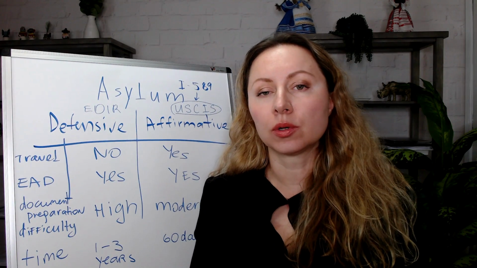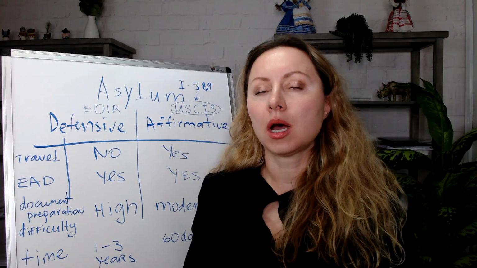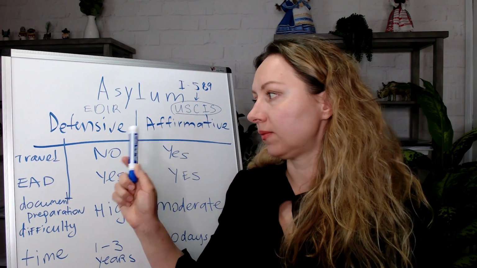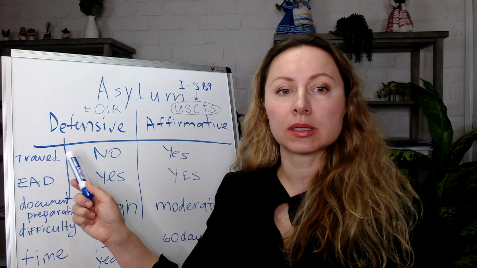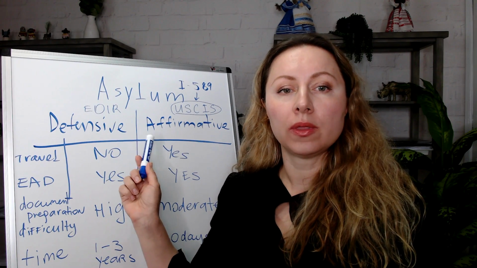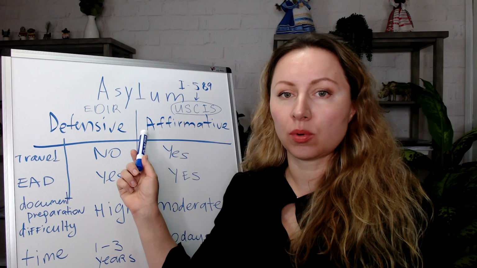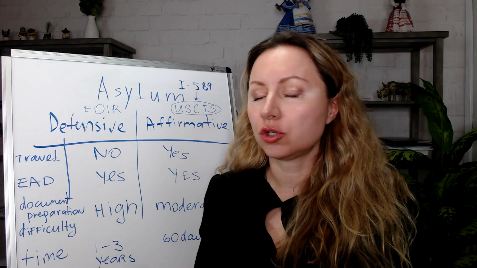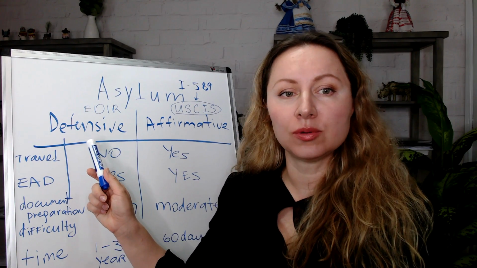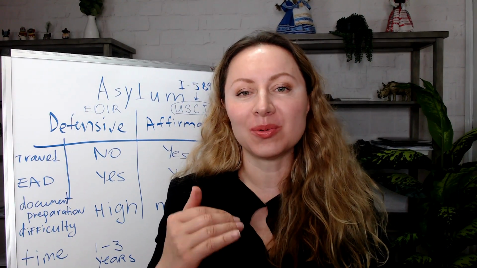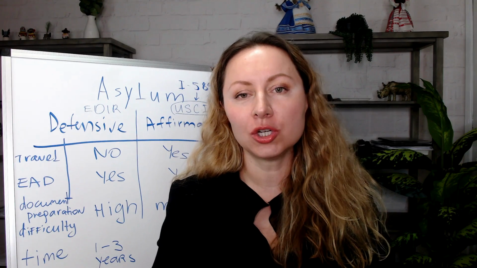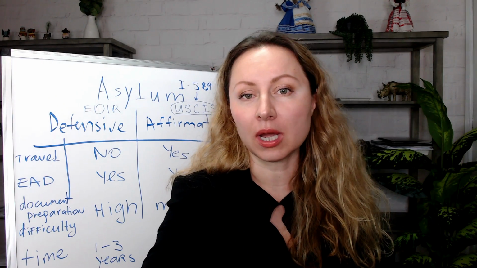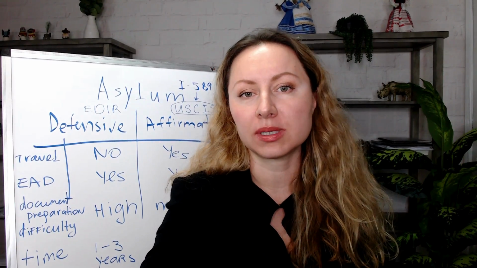Many clients who can show that they have a medical emergency for themselves or their loved ones are able to receive an advance parole travel document authorizing them to travel when they're going through the affirmative asylum process. But to my knowledge, nobody has ever been able to do that when they're in the defensive asylum process. Why? Because there is a direct prohibition on issuance of advance parole documents for those who are in removal proceedings.